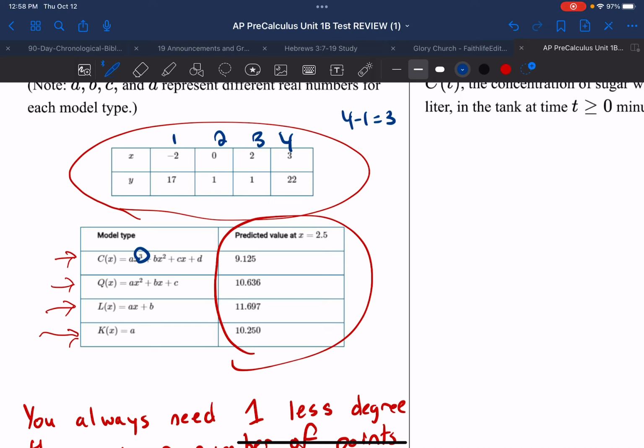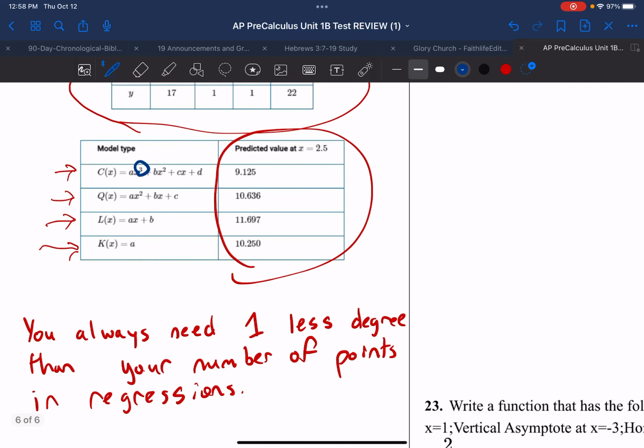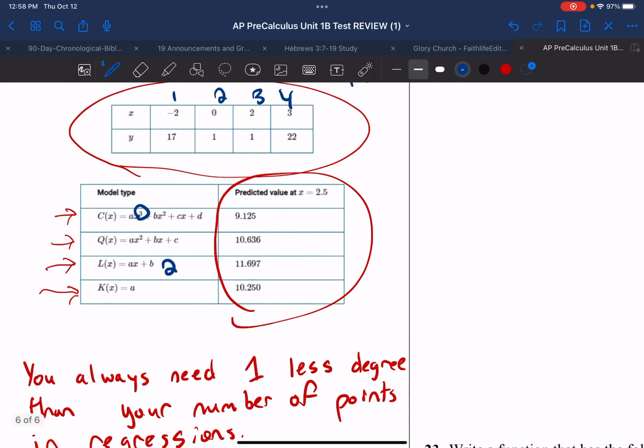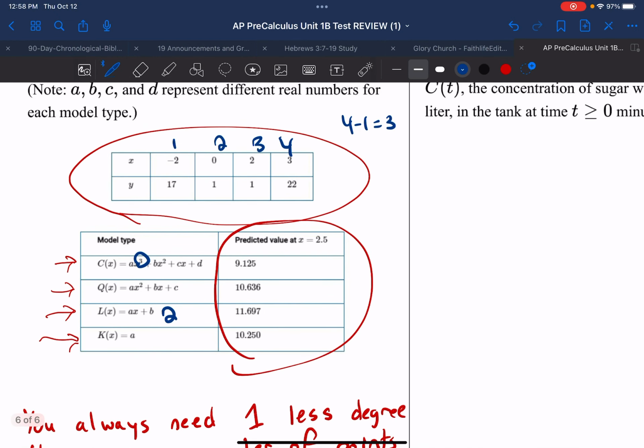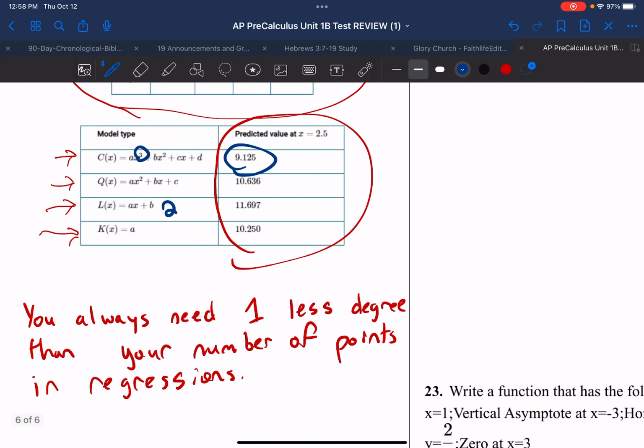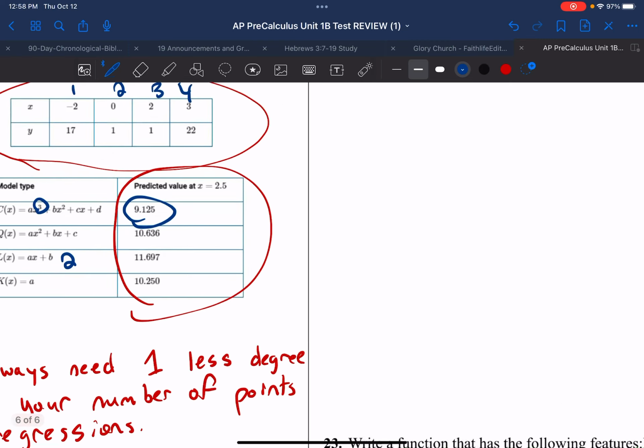So basically, if I have a cubic function, I can fit 4 points. Here, for example, I would use a linear if I had 2 points. That would be the smallest function I could fit that in, okay? So here, because I need cubic, my predicted value at x equals 2.5 would be 9.125. So you always need one less degree than your number of points in regressions, okay?